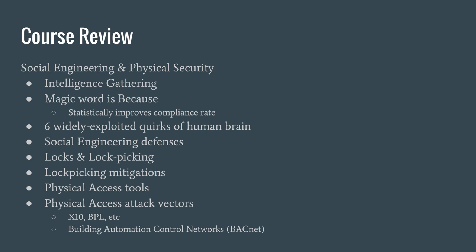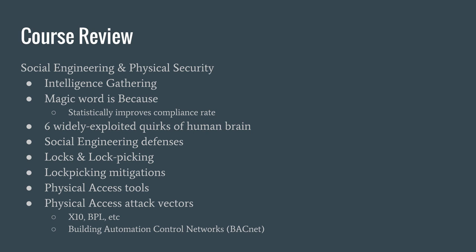We then covered social engineering and physical security. We discussed some intelligence gathering topics. The magic word of social engineering is "because." Just it alone statistically improves your compliance rate, but it depends on what reason you give. If you give them a reason that's going to raise red flags, it's not going to help you at all. We discussed 6 widely exploited quirks of the human brain.